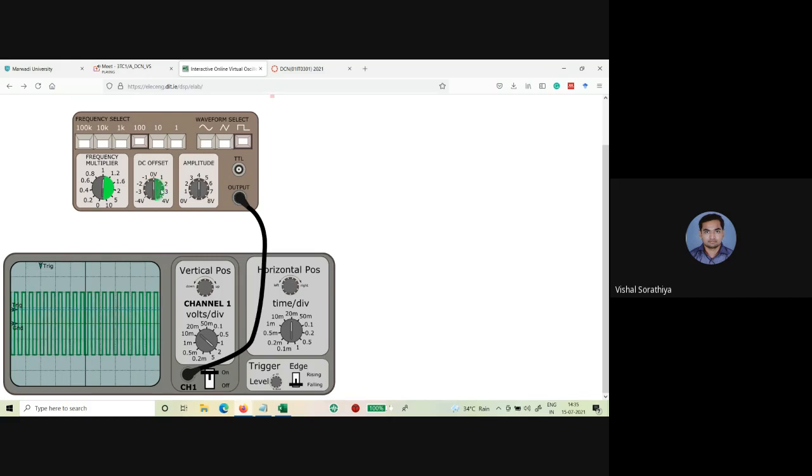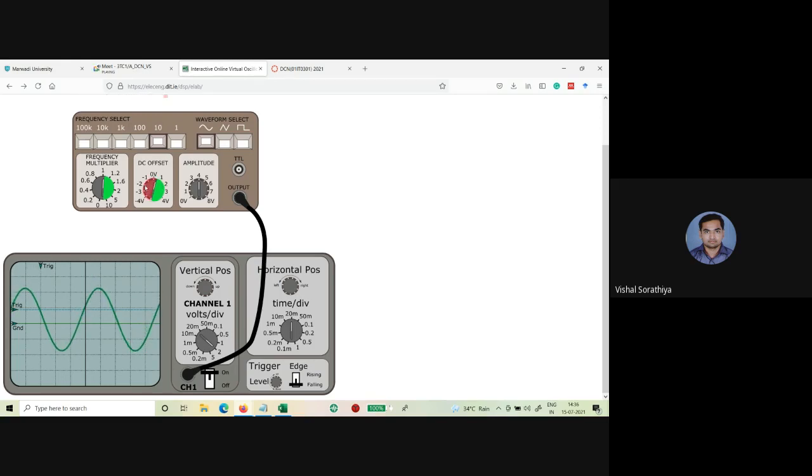Second button is a DC offset button. Now what is the task of the DC offset button? It will shift your voltage into either the positive side of your axis, or the negative side of your axis. Now what is the actual meaning of the DC offset? DC offset is whatever the original AC signal, or we can say sinusoidal signal you have, in that sinusoidal signal you are adding a voltage to the overall signal.